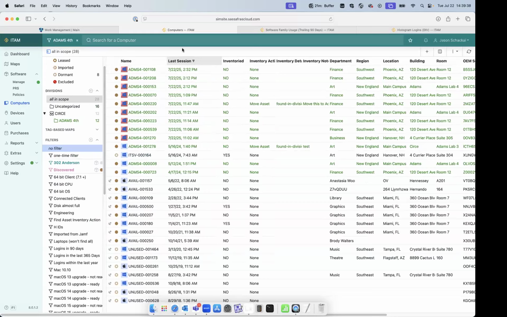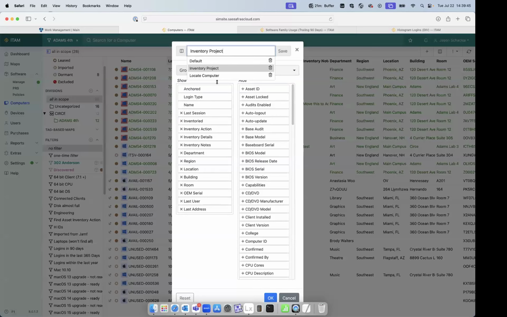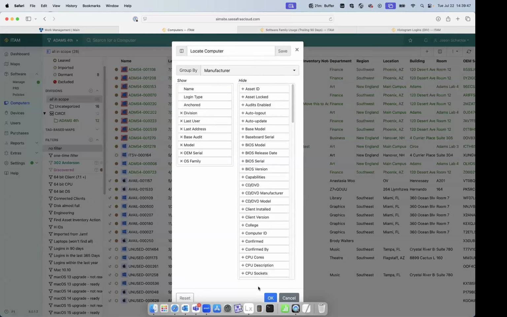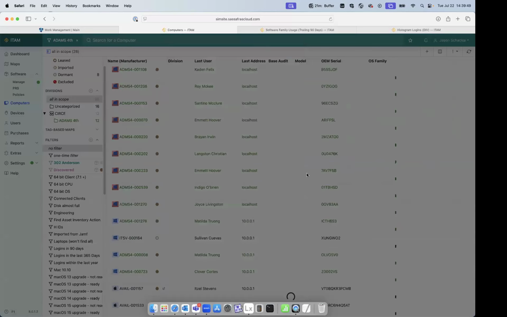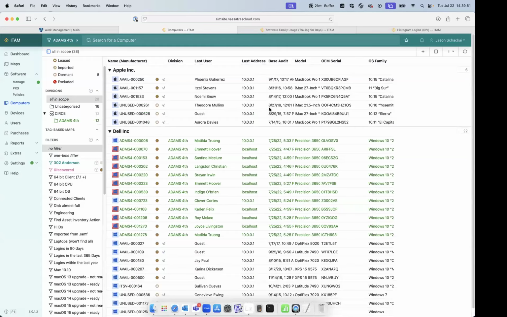And this page is fully customizable. So the particular columns that I've added here are part of a saved view. And I've got multiple saved views that I can toggle between to use this for different use cases or organize the data in different ways.